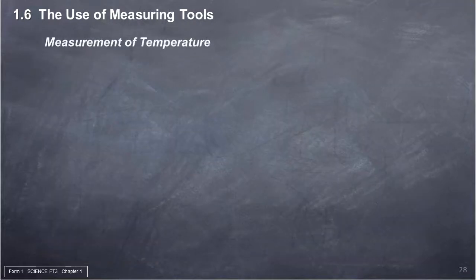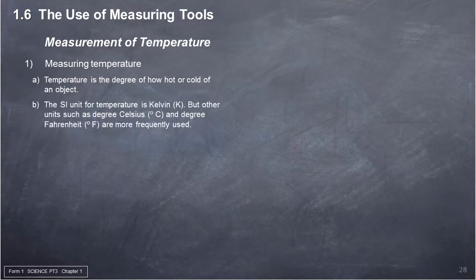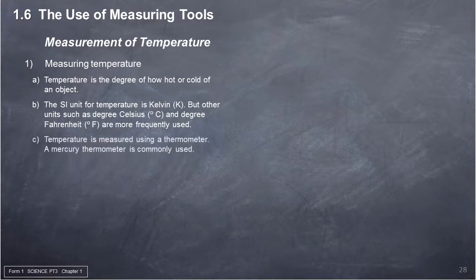Measurement of temperature. 1. Measuring temperature. A. Temperature is the degree of how hot or cold an object is. B. The SI unit for temperature is Kelvin, K, but other units such as degree Celsius and degree Fahrenheit are more frequently used. C. Temperature is measured using a thermometer.